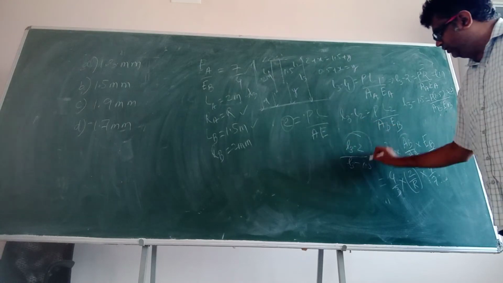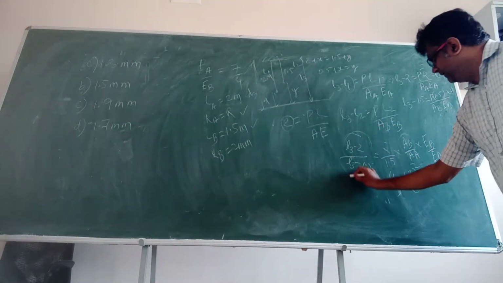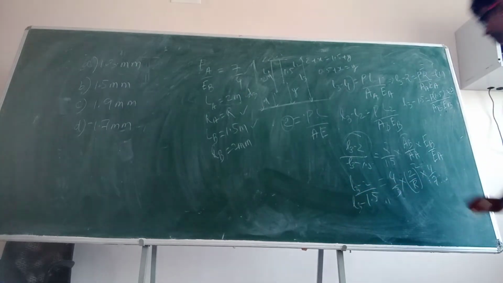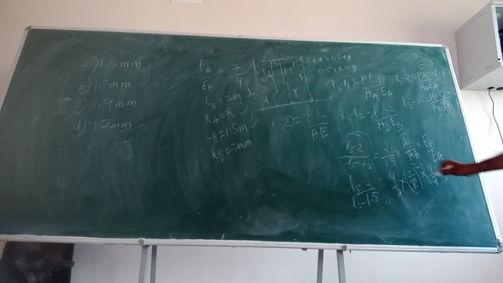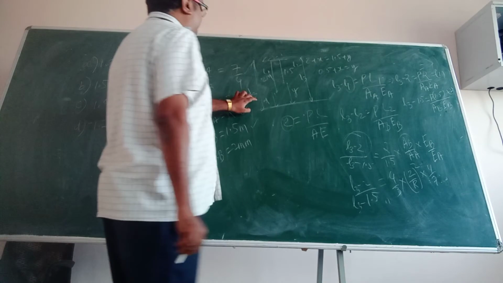The only thing is we are not able to know what is the value of L3 here. Okay? So L3 minus L2 by L3 minus 1.5. This is what we got. So you can simplify this. Now we have to see if I can get the value of L3.